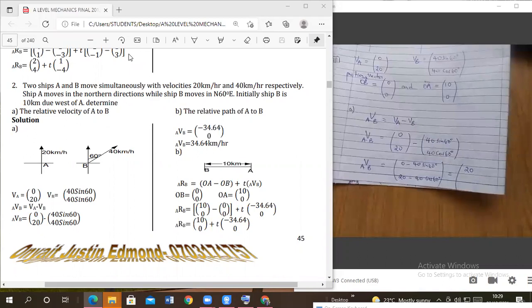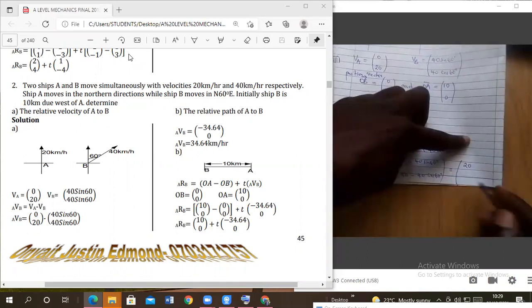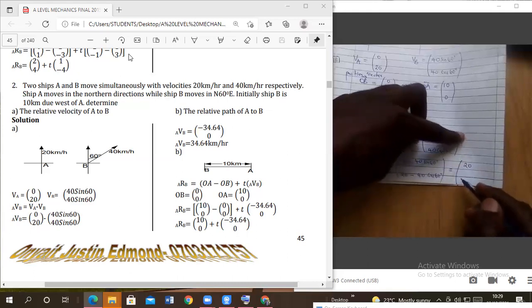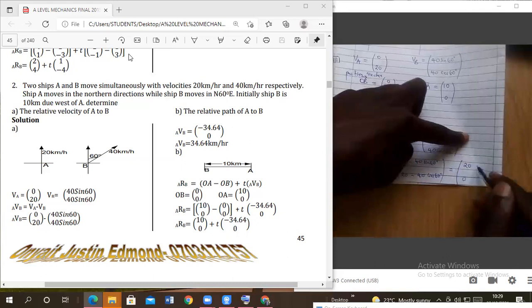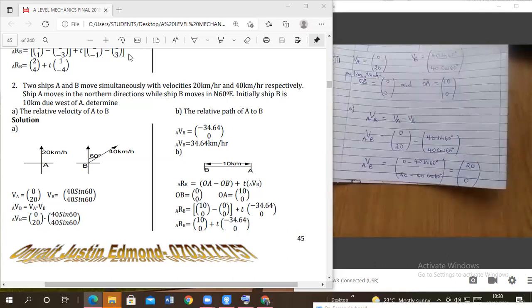Then 20 minus 40 cos of 60. What do you get? So this one will give us 20 minus 40 cos of 60. We find out we remain with what? Is 0, right? Remember, is that what you are getting?